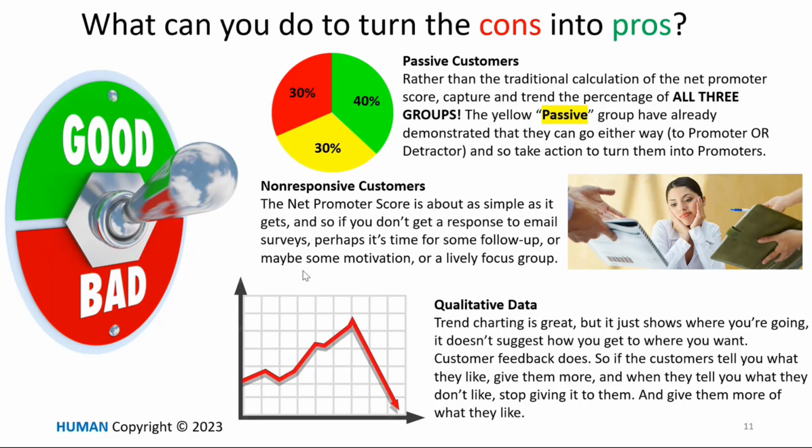Okay. The big thing is you want that qualitative data. That trend charting is great, but it just shows where you're going. It doesn't suggest how you get to where you want. Customer feedback does. What they're telling you, the qualitative part of it, the things that they don't like or the things that they really like, those are the gold nuggets. So if they tell you what they like, give them more. When they tell you what they don't like, stop giving it to them and give them more of what they like.